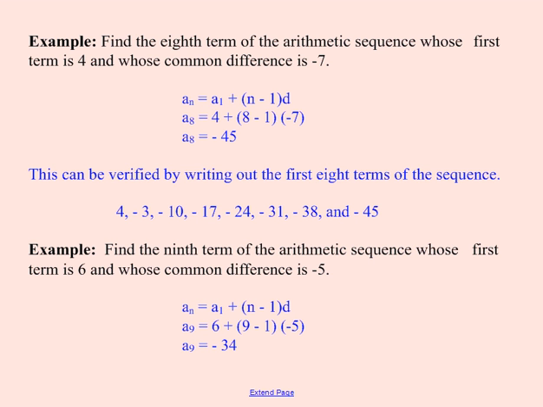Now you might be thinking to yourself, well, I'm not going to use this formula, I'm just going to write out the terms of the sequence. Because in our first example I was finding the 8th term, and in our second example I was finding the 9th term. Well, you're going to have to be able to use the formula, because there will be problems where they ask you to find the 50th term. And you're not going to want to write out all 50 terms of the sequence when you could simply use an equation to find the 50th term.